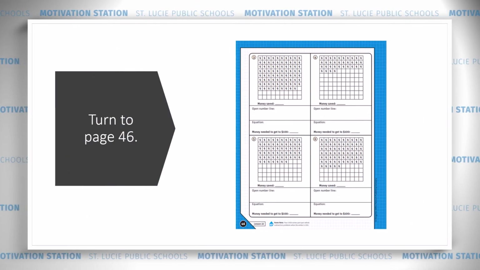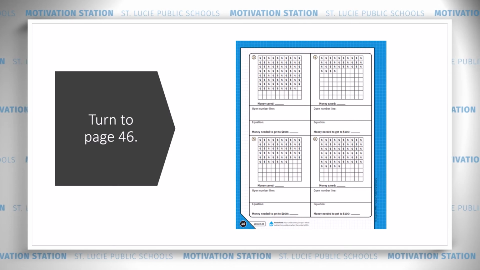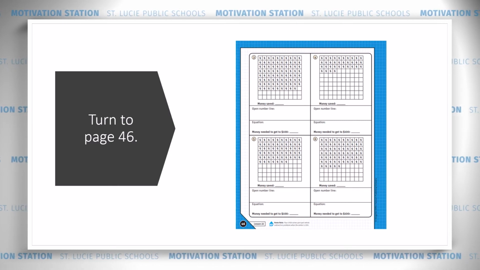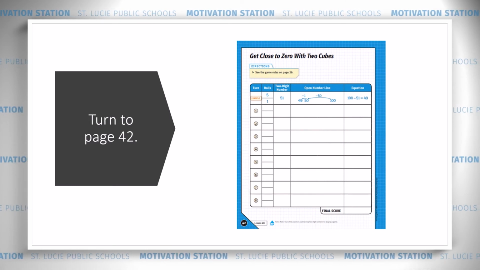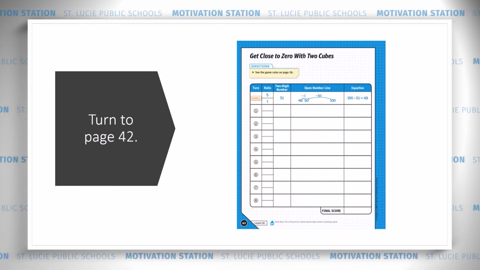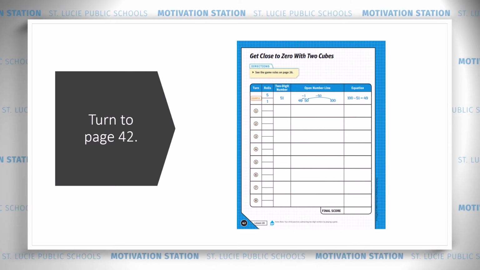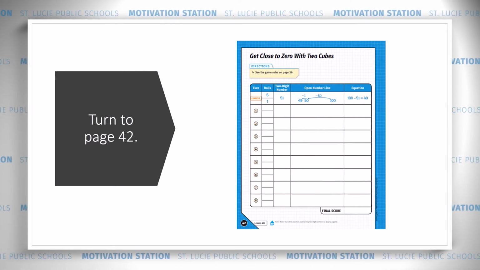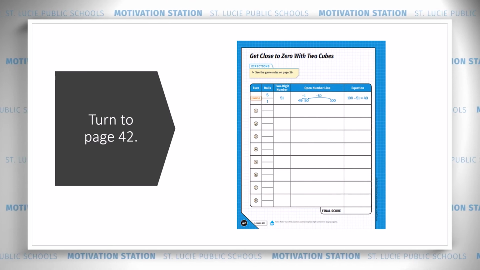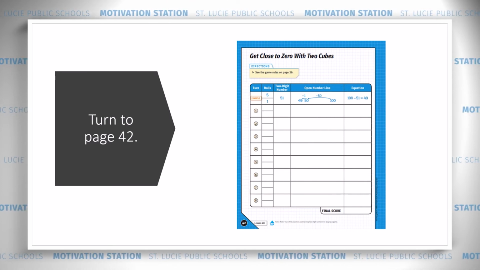Turn to page 46. You will complete the rest of page 46 on your own. On page 42, you will play Get Close to Zero with 2 cubes. Remember, for Get Close to Zero with 2 cubes, you get to choose which roll you use as your 10s and which one you use as your 1s. You also get as many turns as you need.